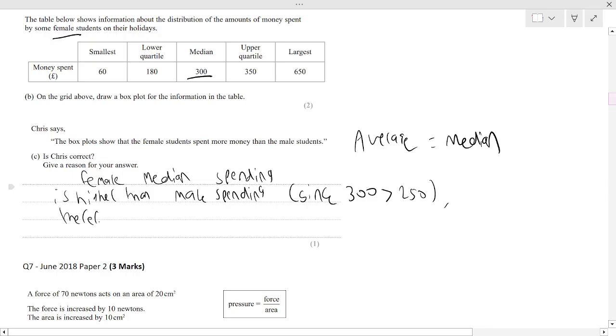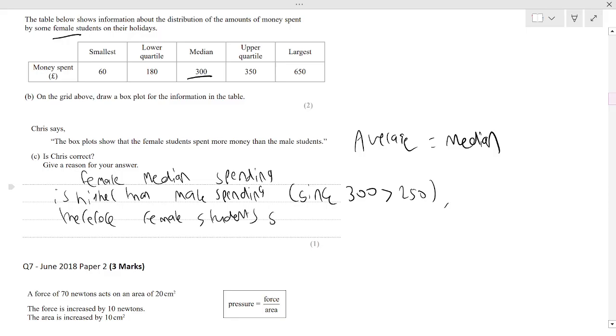Therefore, female students spend more than males, right? Because on average, that's what happens, right? That's what the box plot shows. Cool. So that's all you need to comment on.